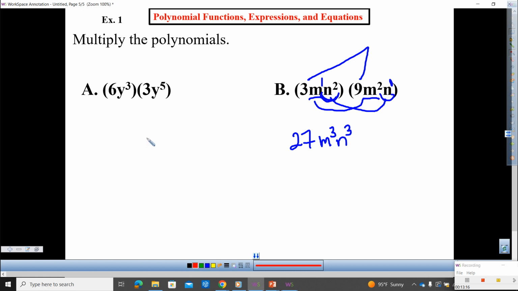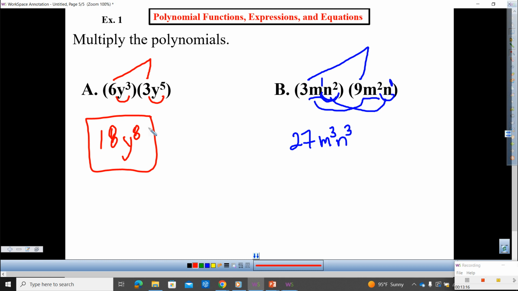Both Anthony's. All right. So let me pick Mr. Q since this is the first one. All right. So numbers times numbers. 6 times 3, 18. Y to the third times y to the fifth. What happens to the exponents? We add them, yes? So therefore, y to the eighth. Hands if you got that. Okay. Is it coming back? Yes? All right.